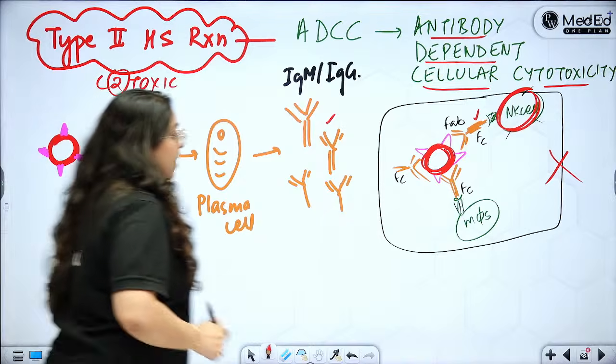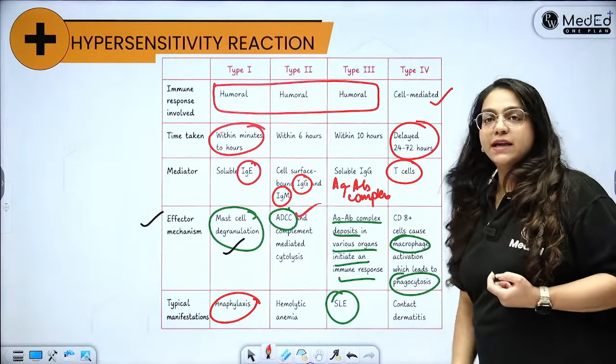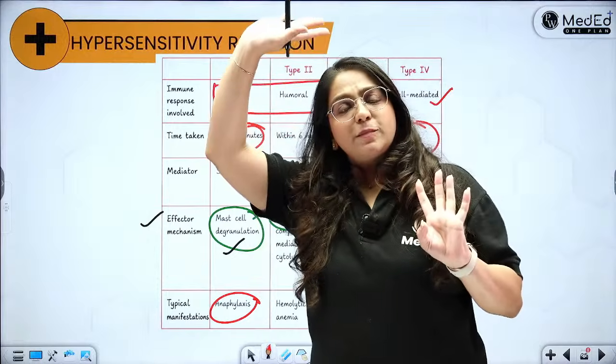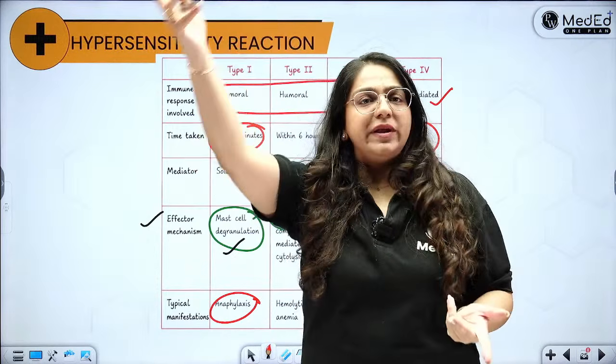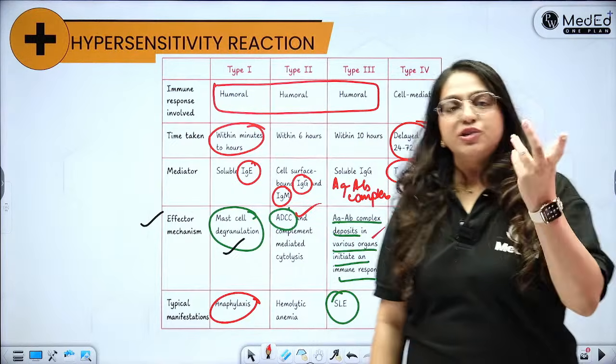Done. Now type 3 is quite simple. You have seen ADCC. You have already seen complement, opsonization and MAC formation. I am not repeating that. In this lecture itself we have seen it. Antigen-antibody complex deposition is quite simple.